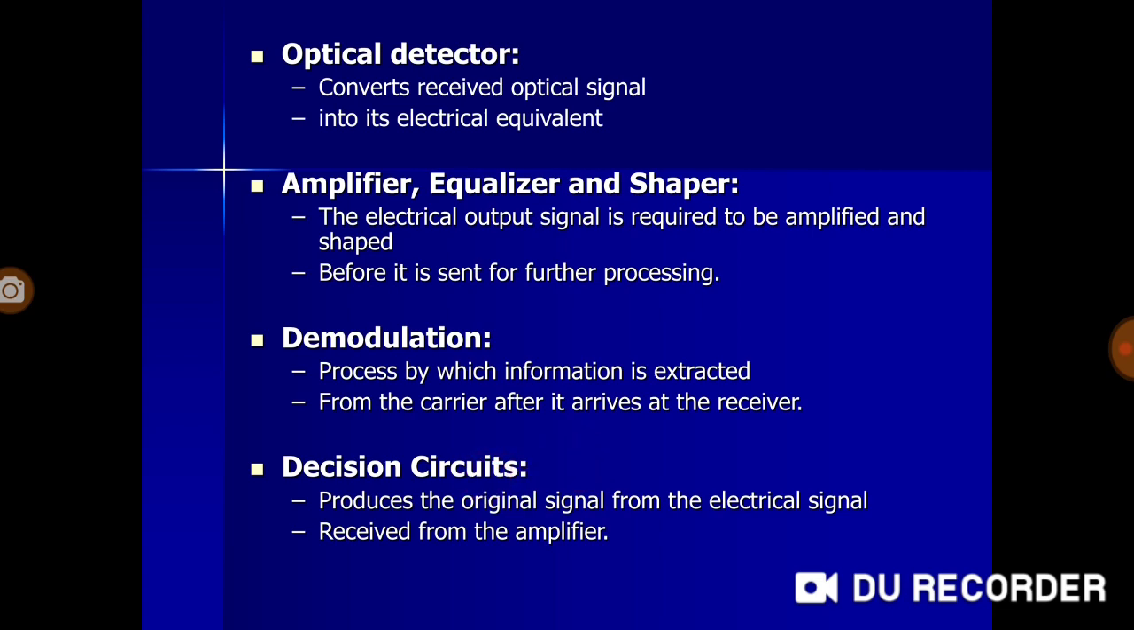And another part that is not evident in the block diagram is the decision circuits. Now what are decision circuits? It is a part of demodulation where the reconstruction is actually achieved. So it produces the original signal from the electrical signal received from the amplifier. It is a part of the demodulation circuit. Okay, so this is the description of the functional block diagram of the optical receiver and its elements. Each functional block is discussed here.